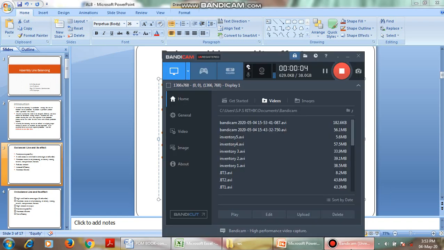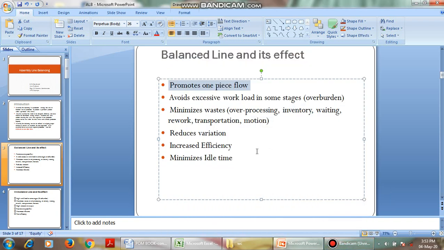See here, because of this balanced line activity, the work burden is reduced, and because of the assembly line, it minimizes the wastage, that is over processing, over inventory, waiting time, rework, that is a particular work being done again and again, and transportation, movement of material from one place to another. These 6 types of wastages are reduced. What are the 6 types of wastages? Over processing, inventory, waiting, rework, transportation, motion. These wastages can be reduced.